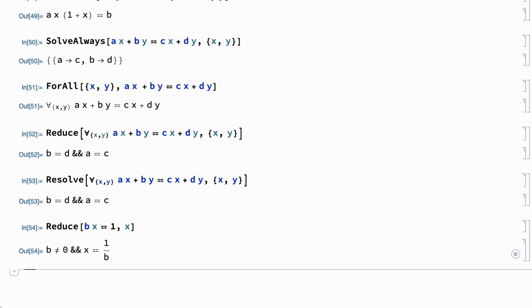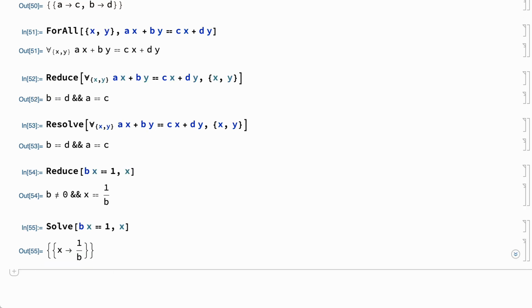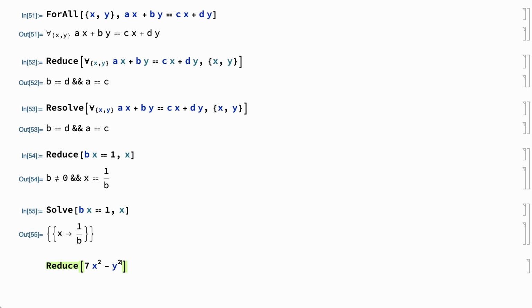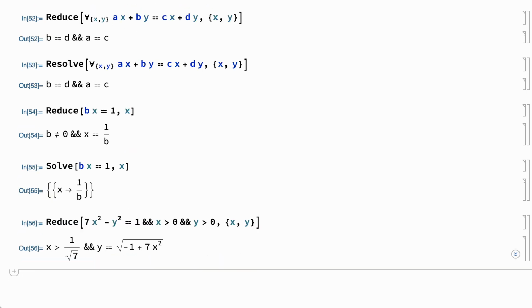Unlike Reduce, the Solve function gives solutions that are valid for generic values of the parameters. For example, the result from Solve for that same equation does not include the condition on the parameter b, and is valid only for generic values of the parameter. Here's another example where the result from Reduce includes equations that give one variable in terms of another, which is again not something that Solve would do.